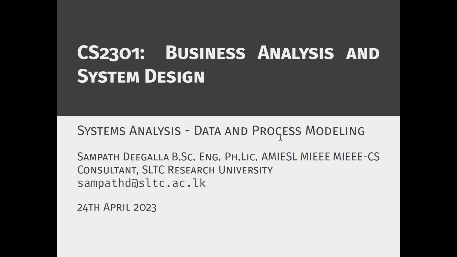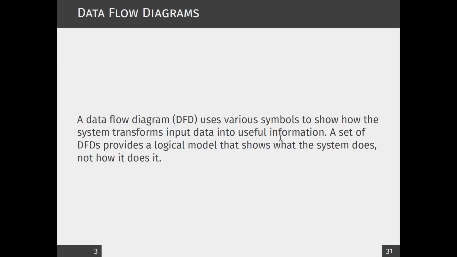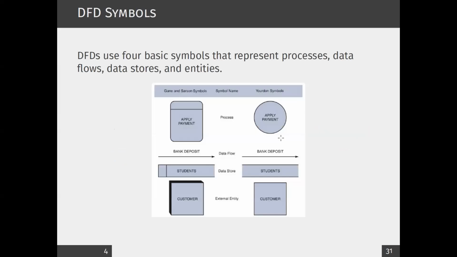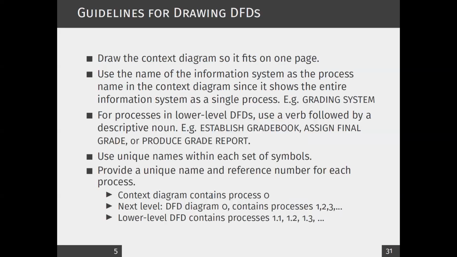Okay, so last time we were discussing data and process modeling, and under that we discussed a couple of ideas, but mainly we focused on data flow diagrams. Under the data flow diagram, we discussed four basic symbols: the process, data flow, data store, and external entity. There are various representations, and we will stick to the first set in our session.